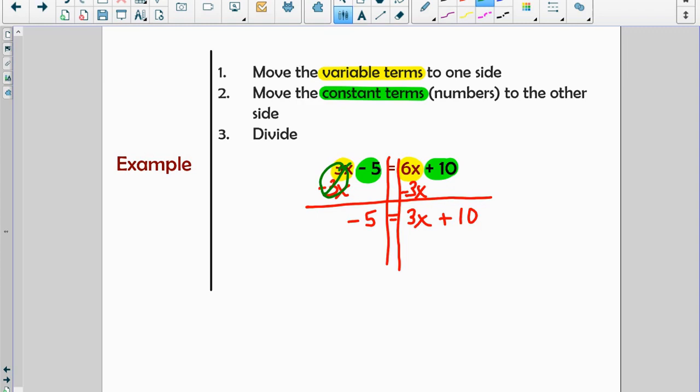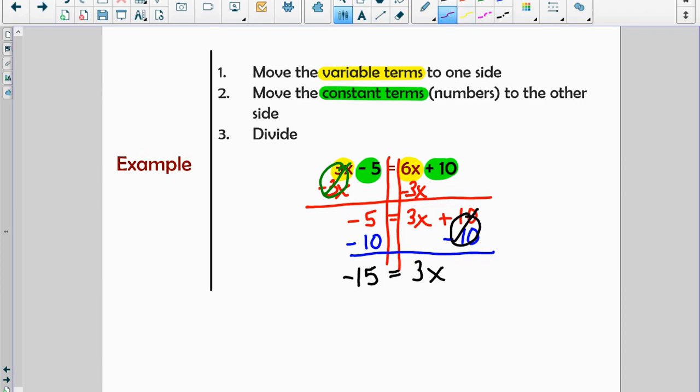So step 2 says to move the constant terms or the numbers to the other side. Since we moved the variable term to the right, we want to take that constant term of positive 10 and move it to the other side using inverse operations. So to undo or reverse a plus 10, we subtract 10. 10 minus 10 is 0, and we simplify the rest of the equation. We get -15 equals 3x.